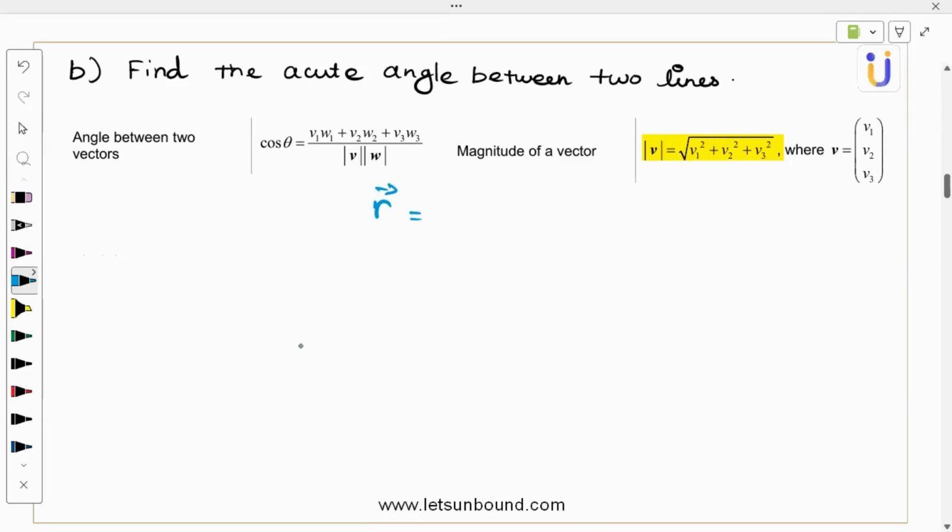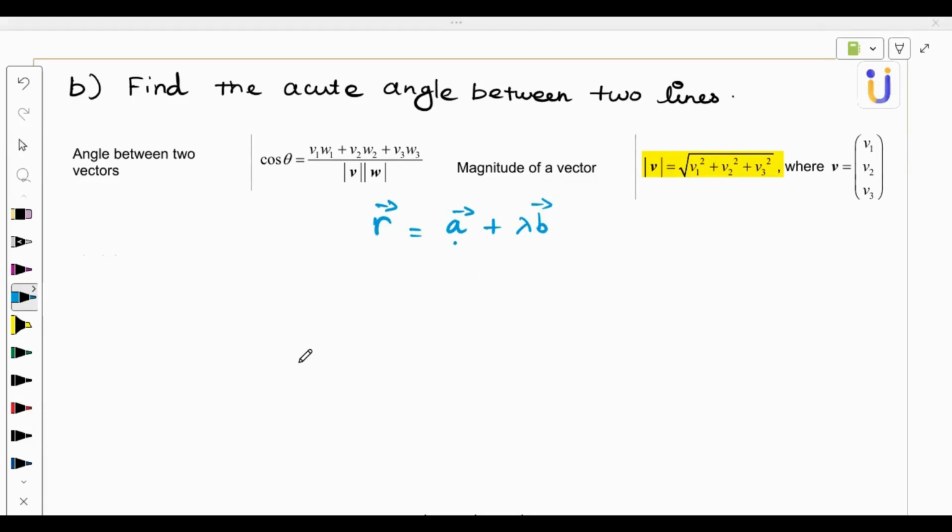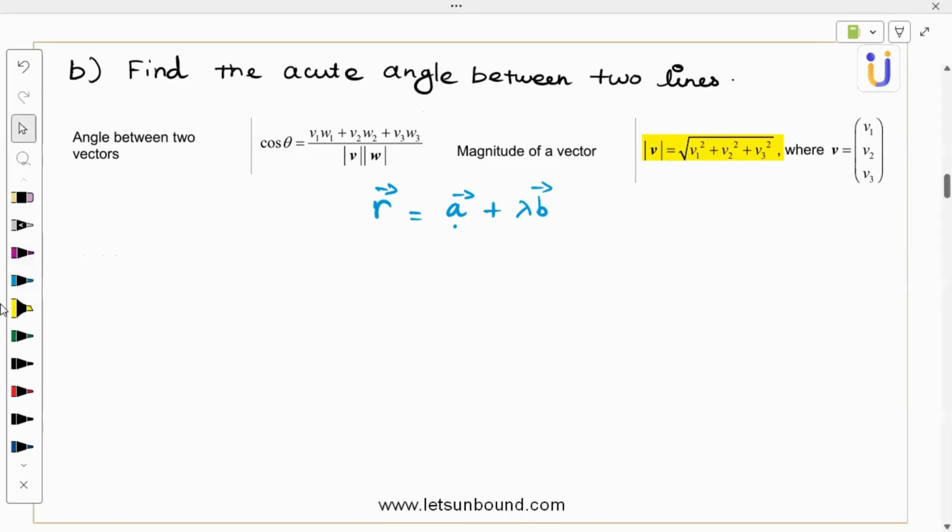The vector equation of the line will look like this: R vector is A vector plus lambda B vector. A vector is a fixed point and B vector is the direction vector. And in this cos theta, the angle between the two lines will not depend upon the fixed point. It is based on the direction vector. So we need to fetch the direction vector here, right?